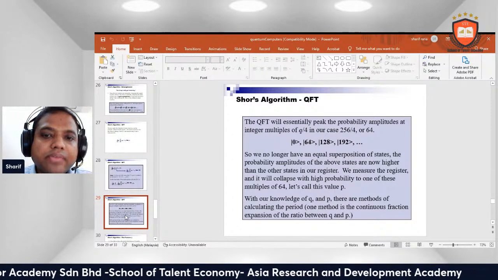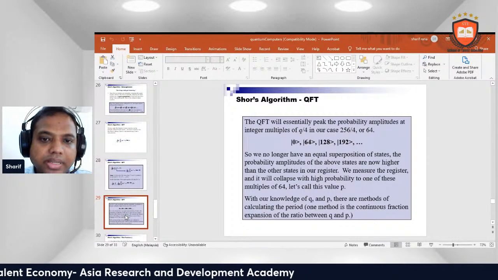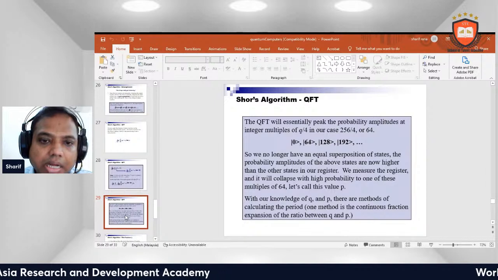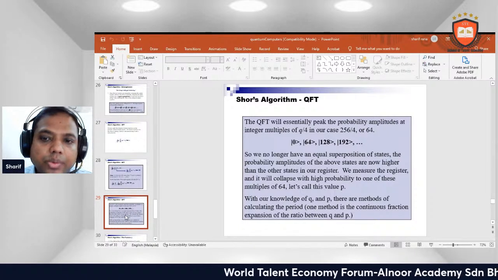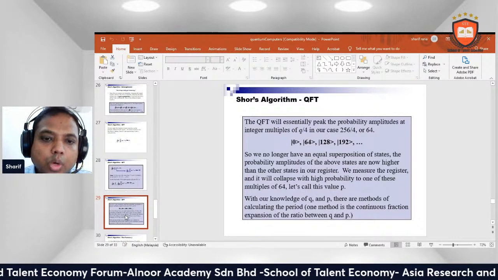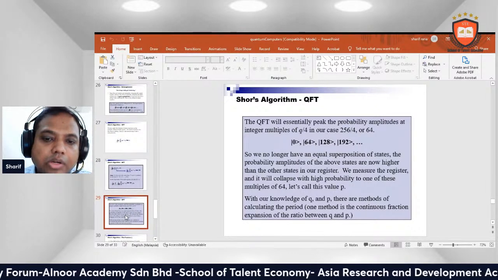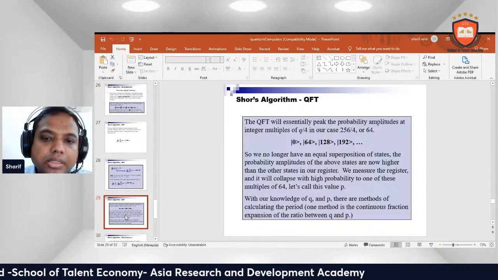So we no longer have an equal superposition of states. The probability amplitudes of the above states are now higher than the other states in our register. We then measure the register, and it will collapse with higher probability to one of those multiples of 64 over r. With our knowledge of q and the measured value, there are methods of calculating the period.